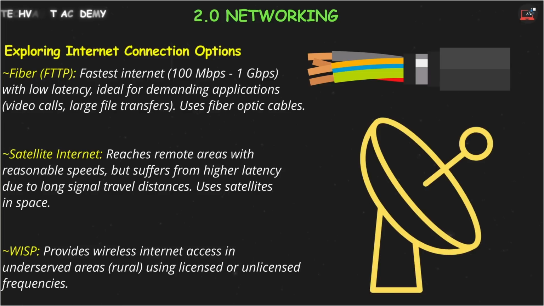WISPs offer wireless internet access using licensed or unlicensed frequency bands. This option is particularly valuable in rural or underserved areas where cable, DSL, or fiber might not be readily available.